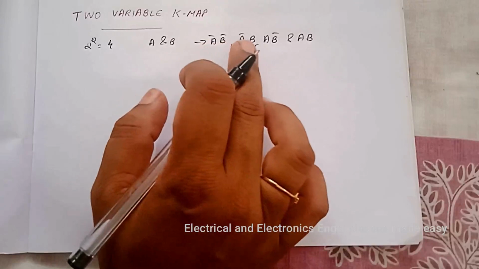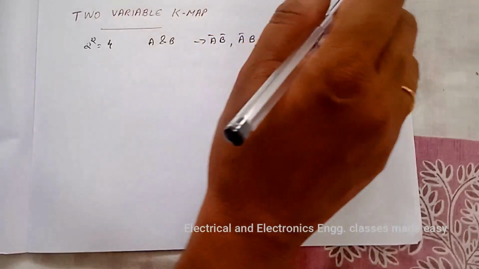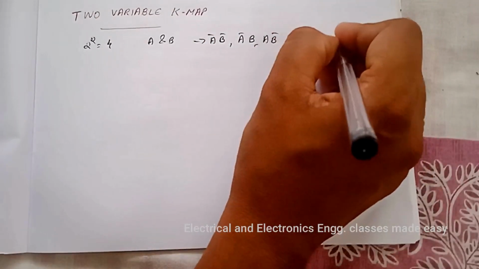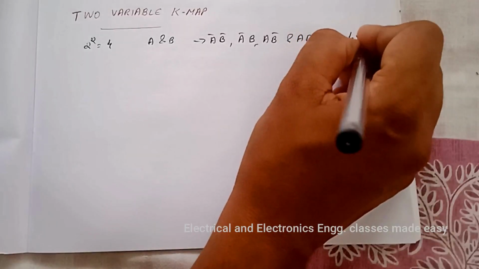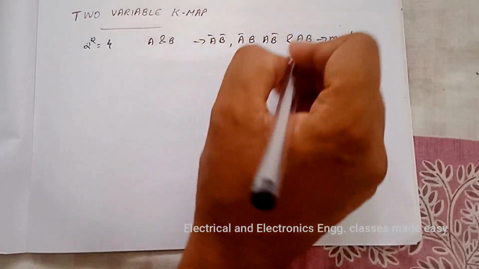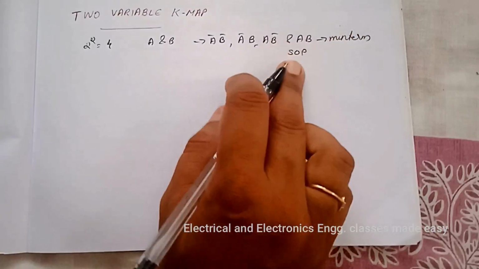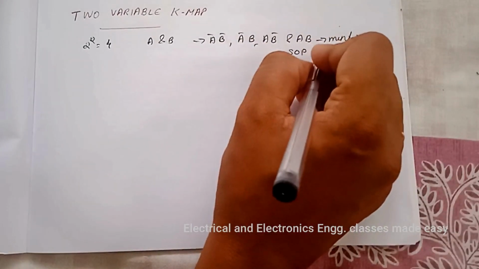And each of these combinations are called minterm. And that is in the SOP form. SOP form, that is sum of product form.